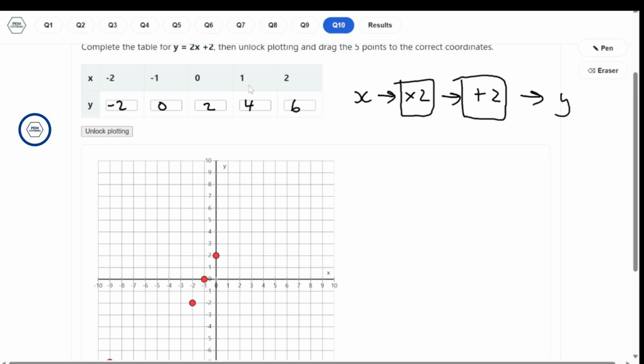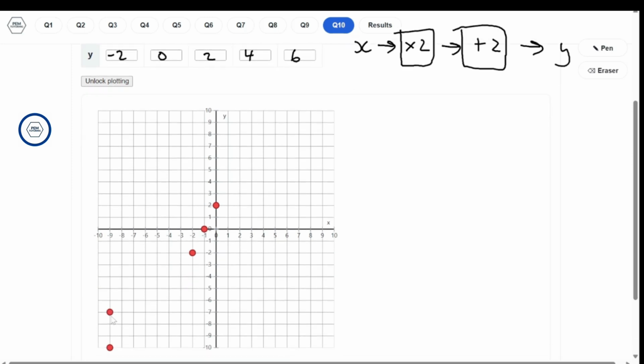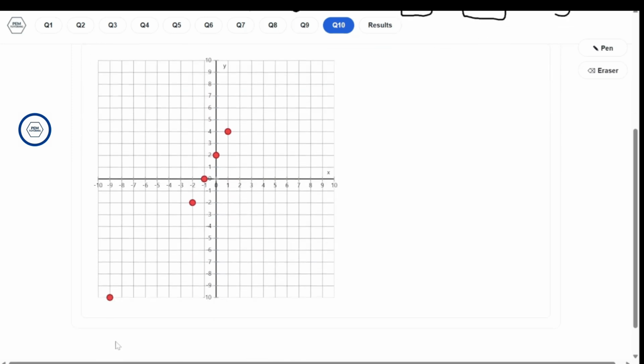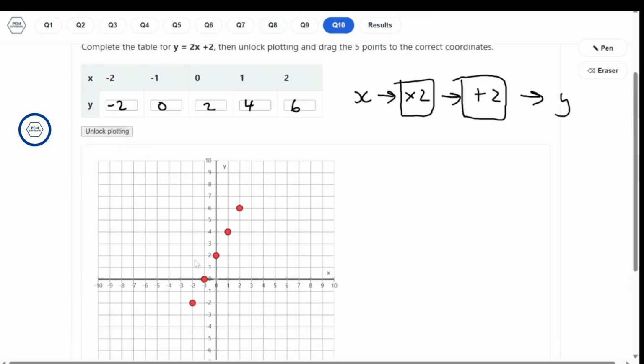You then have 1, 4. So if we grab this point here, that's 1, and then go up to 4. And then we have 2, 6. So we go here, and we go up to 2, and then up to 6. So these are the points plotted here. That's minus 2, minus 2, and we have minus 1, 0, so minus 1, 0 on the y. Then 0, 2. 1, 4, so that's 1 along the x, and then 4 up, and then 2, 6, so that's 2 along the x, and then 6 up on the y.